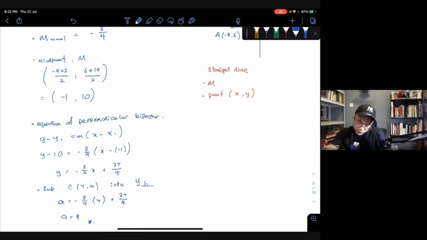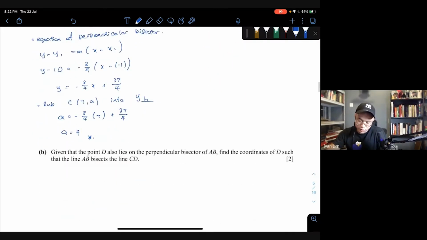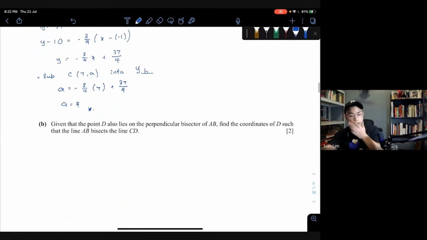So this one is quite easy to find. You just need to know your equation of the straight line. Don't forget, these are things you have learned from last time from mathematics also.